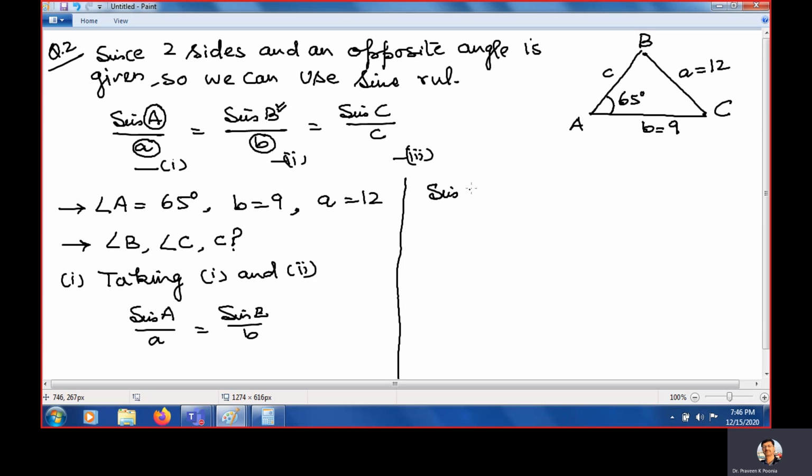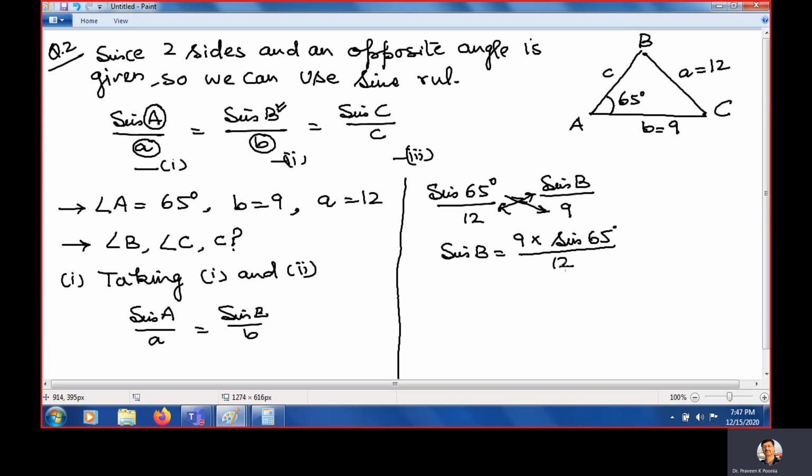Sine A is 65 degrees. The value of A is 12. Sine B we need to find, upon B, which is 9. Now multiply cross and evaluate it. So we need to find sine B. So sine B equals how much? It is 9 into sine 65 degrees upon 12. Clear? This you need to simplify. How are we going to simplify it?